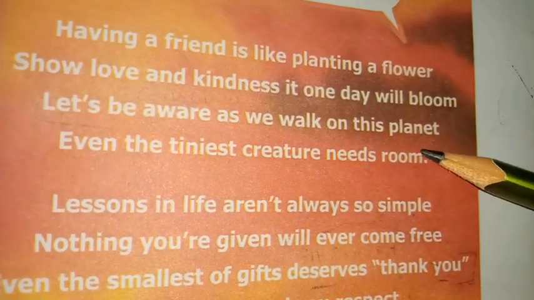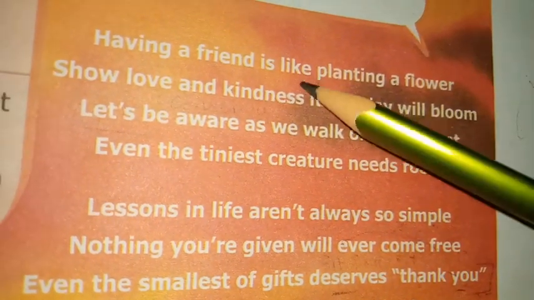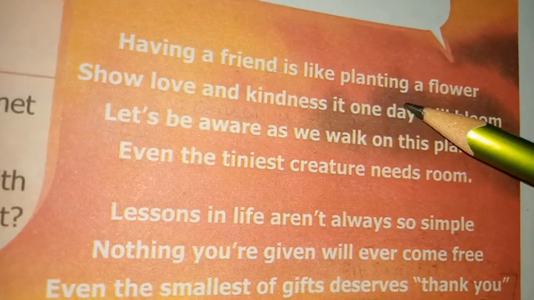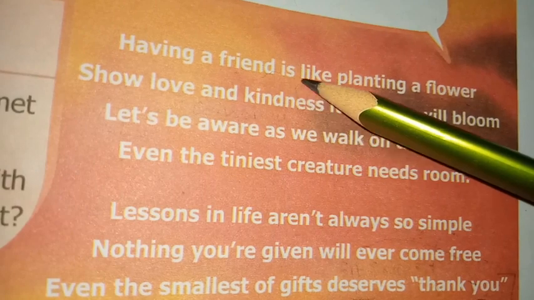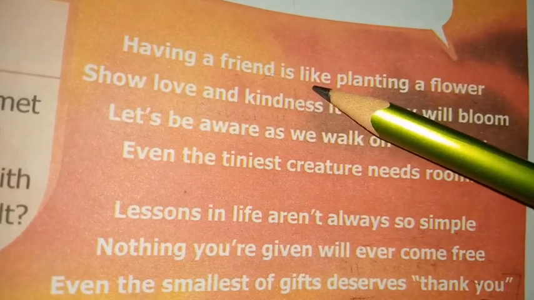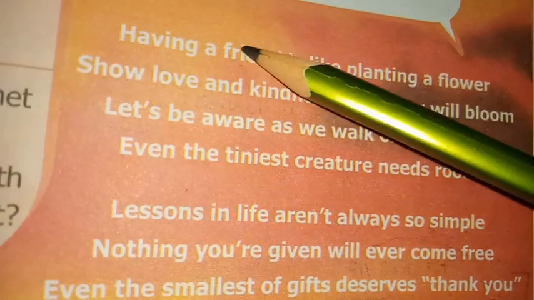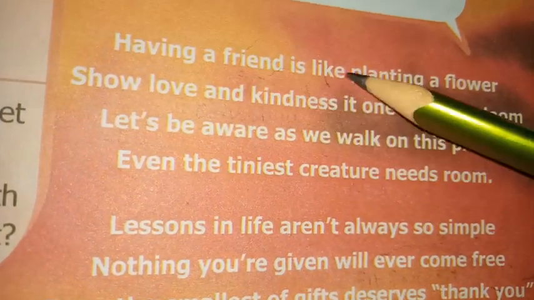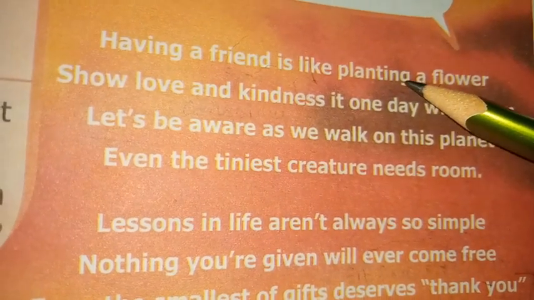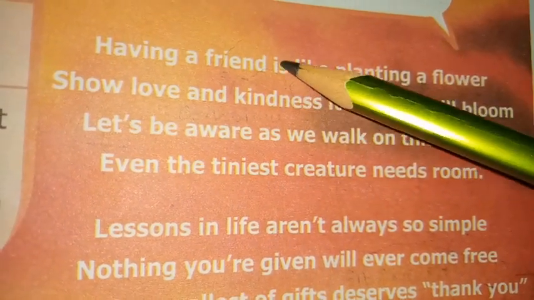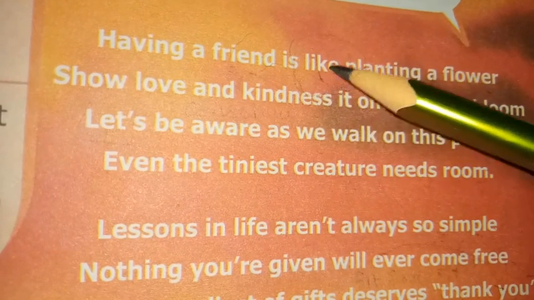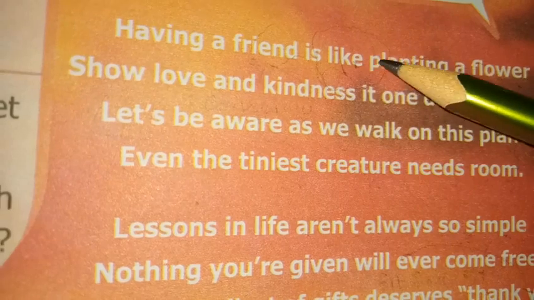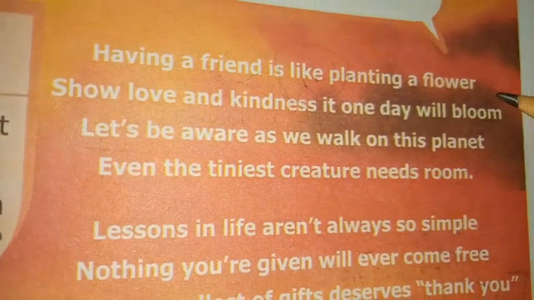Here in the first stanza, the first line, as I told you, is having a friend is like planting a flower. Here the poet used the word like to compare two unlike things. That is, having a friend is compared with planting a flower, and also the word like is used in this poetic line. So the figure of speech mentioned in this poetic line is simile.